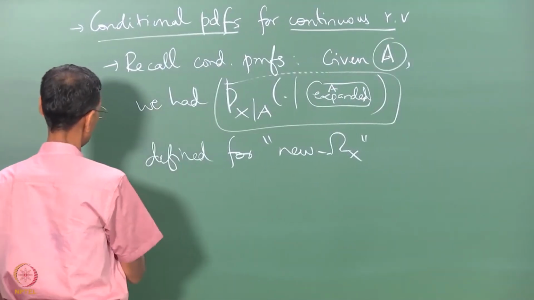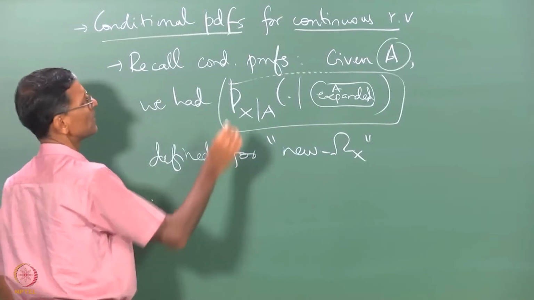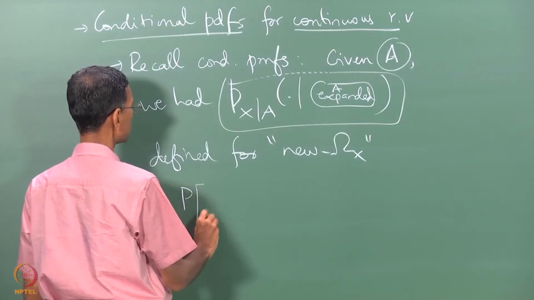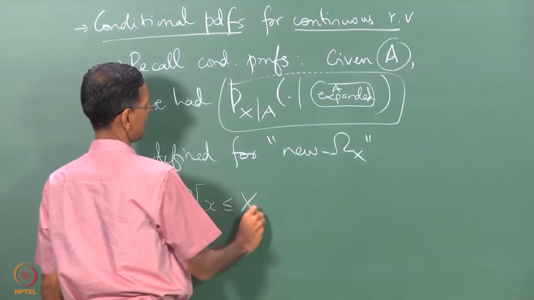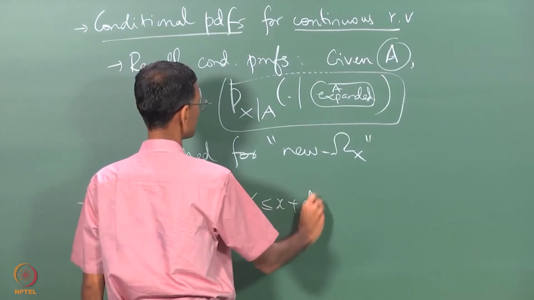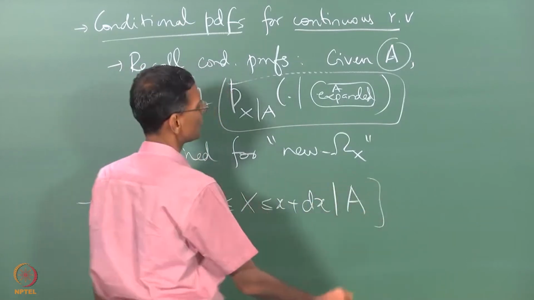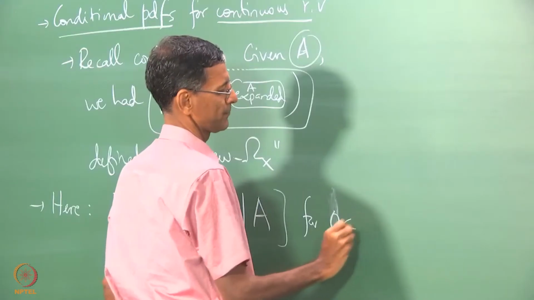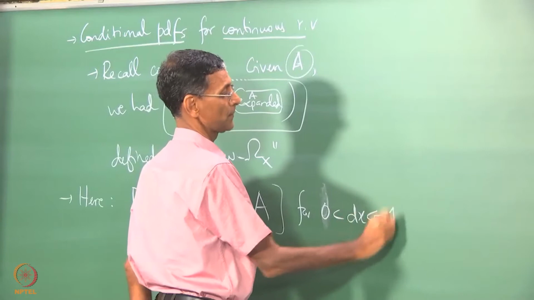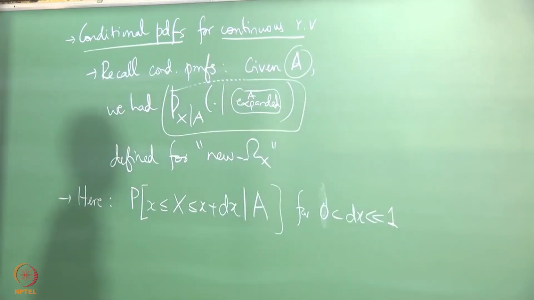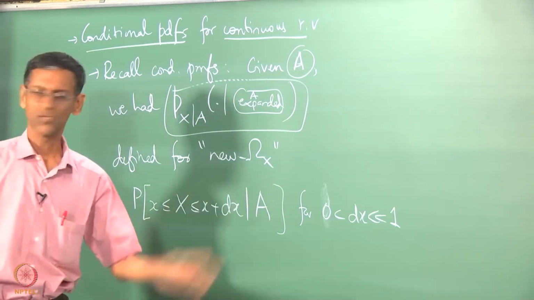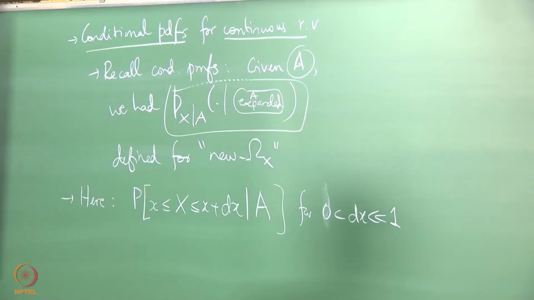So here, what we do, we are going to look at this conditional probability, right? The conditional probability that X is less than or equal to x plus dx, given A. So this is what we are interested in, for some dx which is very small, positive but very, very small. The event A will be defined. We are going to assume some small positive dx.